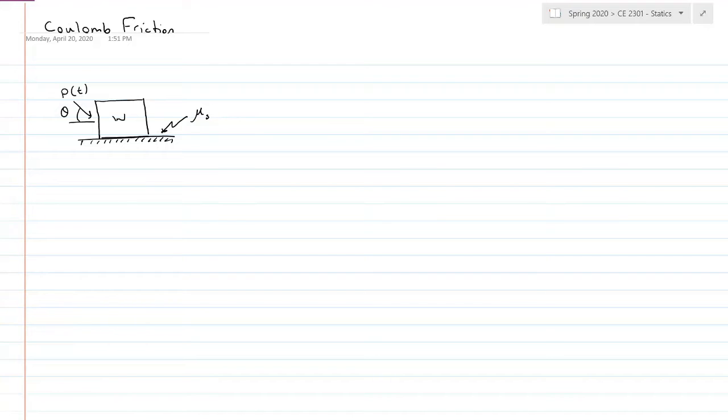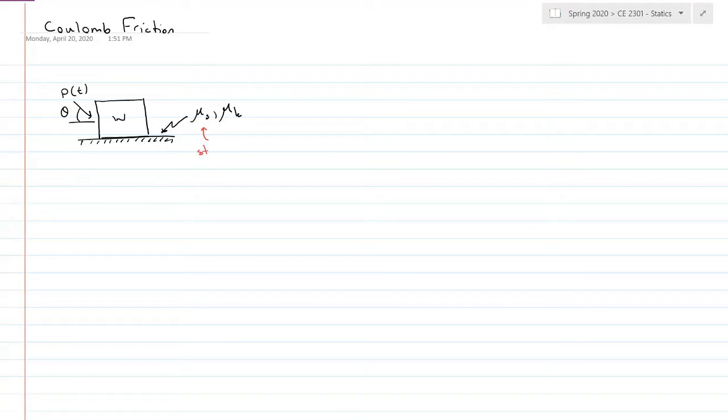All right, let's talk about friction. If I have a block sitting on a surface, and the block has a weight W and is being pushed upon by a force P acting over time at an angle theta, the surface is going to have friction, static and kinetic.